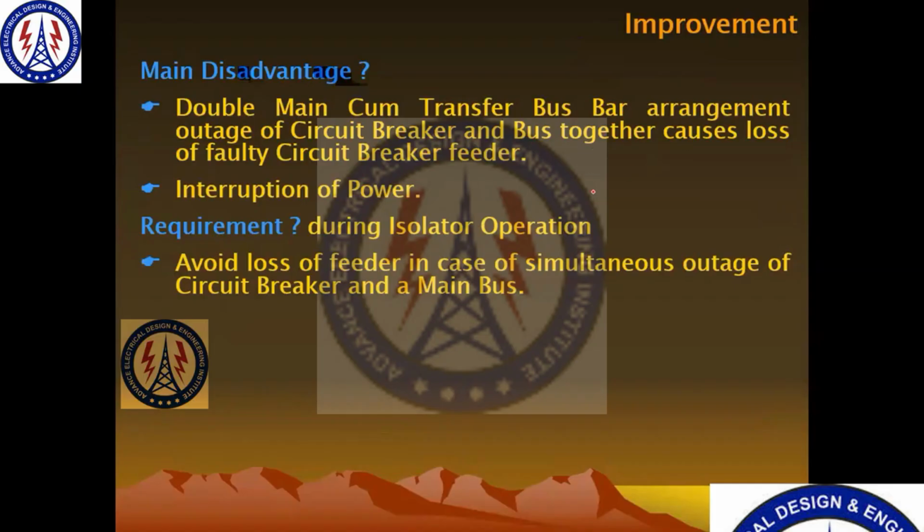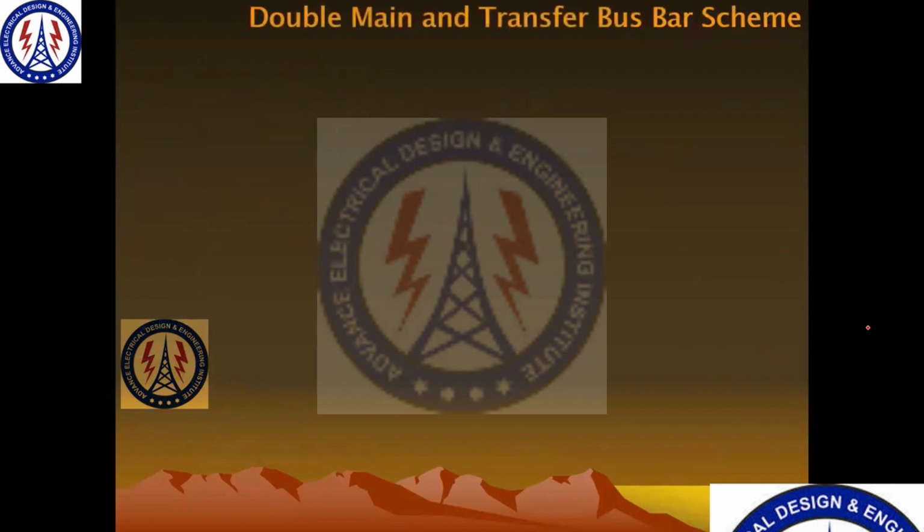Suppose the fault occurs at the same time on the line and on the bus bar. So what will happen? In the previous discussion, if you remember, we were taking faults one by one. One time we took the fault on the bus, and one time we took the fault on the feeder, and now we are considering that the fault occurs simultaneously on the bus bar and the feeder. So to achieve this, we have the double main and transfer bus bar scheme.